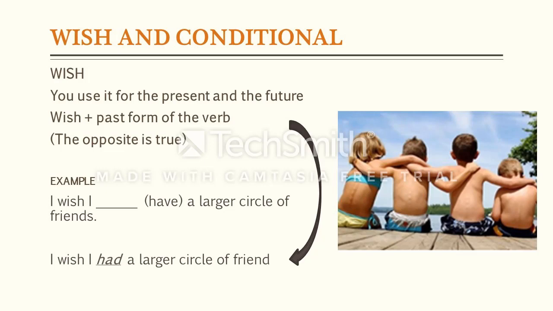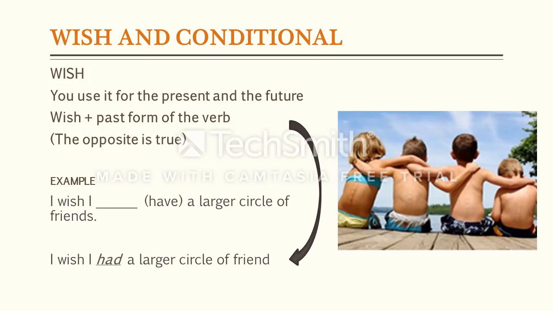So let's look at an example you have here. I wish, and you are going to be given a verb in parentheses, right? A larger circle of friends. So which is the correct form? I wish, the past of have is had. So I wish I had a larger circle of friends. So it's very important that you remember that when you use wish, I have to use the past form of the verb. Okay? All right.